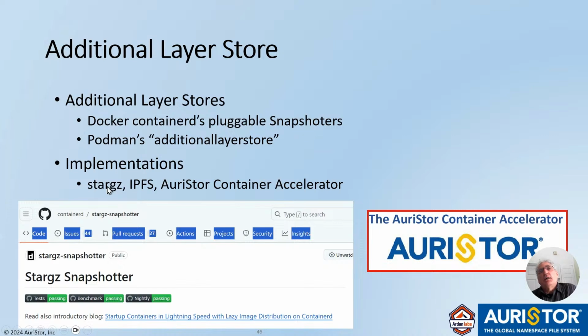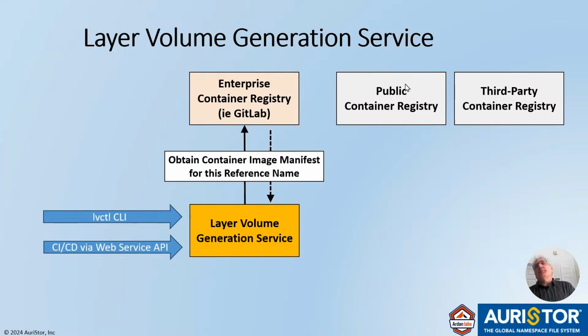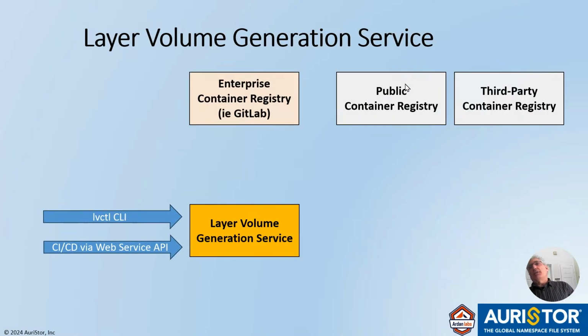But StarGZ is lazy loading from files. IPFS is lazy loading from files in the, I forget what IPFS stands for, the blockchain file system, and the Aura Container Accelerator I just showed you does it by using mounted volumes from the Aura Store file system. So that's how it works. This is Aura Store specific. I'm not going to waste time on how you generate files.